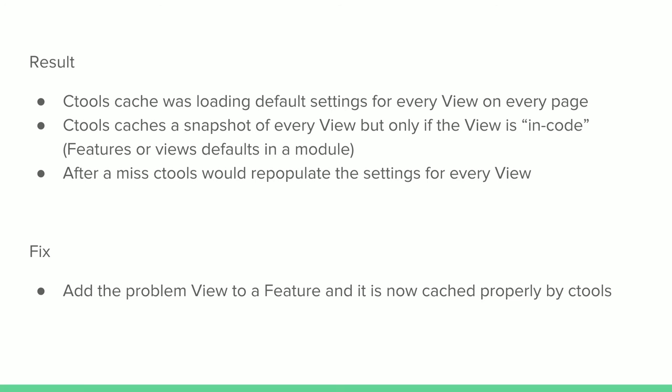So the solution for this one was just to export this view to a feature, and just the fact that it was in a feature meant that it was in code, and now CTools was happy to cache it every time, and that prevented reloading the default settings for every view on every page. Does that make sense?